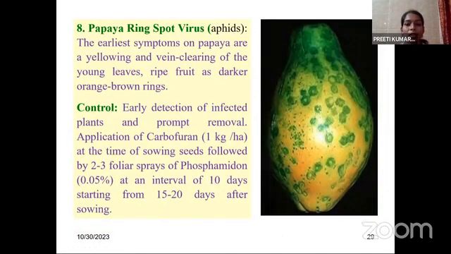And then comes the ring spot virus. We can see in the photo that circles and ring formation are there on the fruit. Vein clearing of the young leaves will be there, and ripe fruit can show darker orange-brown spots and rings. It can be controlled by application of carbofuran. The identified fruit affected by this ring spot virus can be removed. This is also a disease which is spread by aphids.